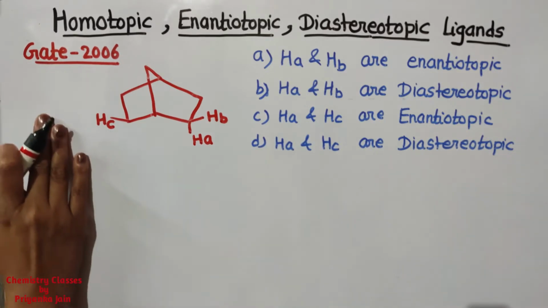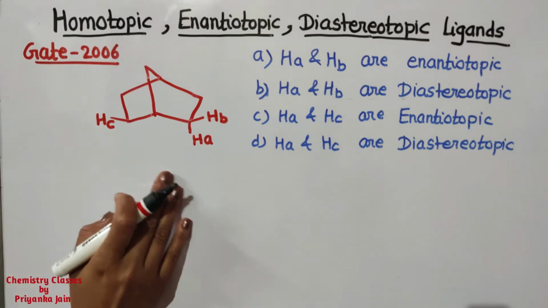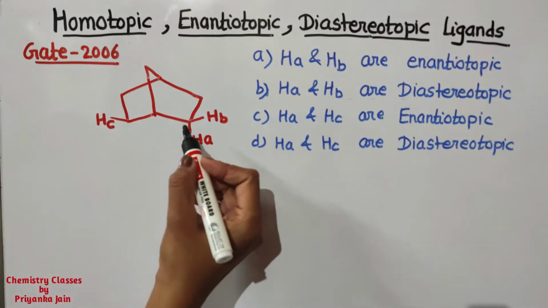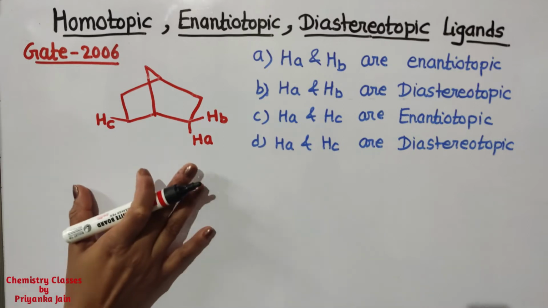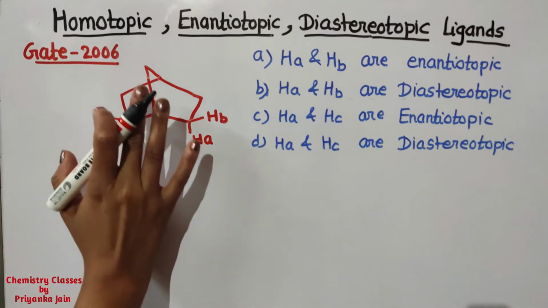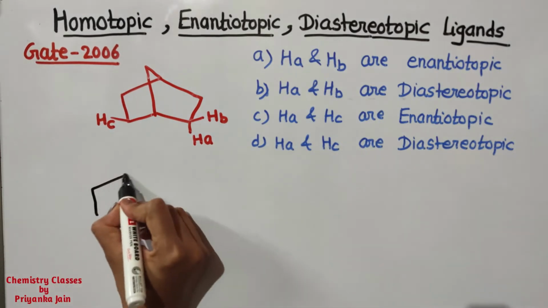See this very interesting question from the GATE 2006 question paper. Here we are given this structure and we have to identify the relation between these three hydrogen atoms. For this, we should know something about the structure. This is the norbornene structure.